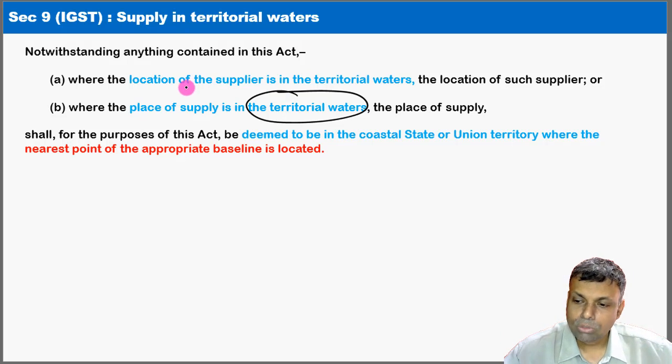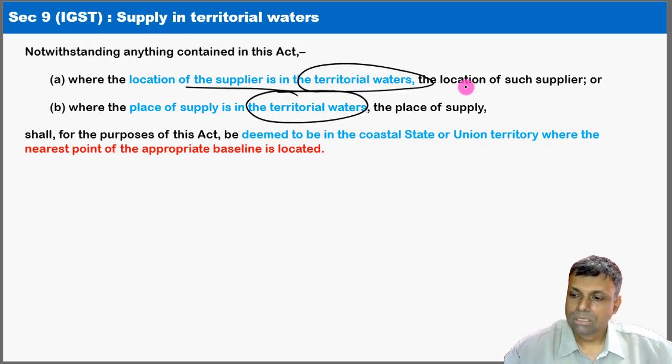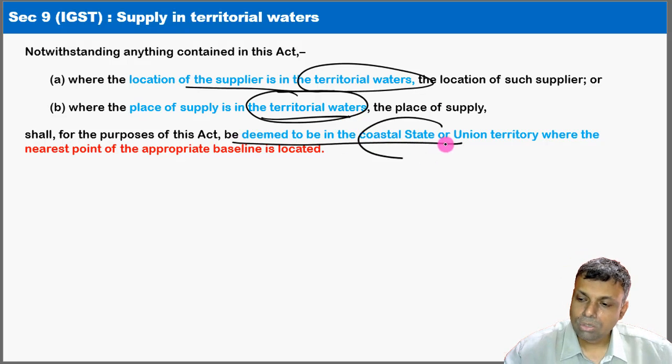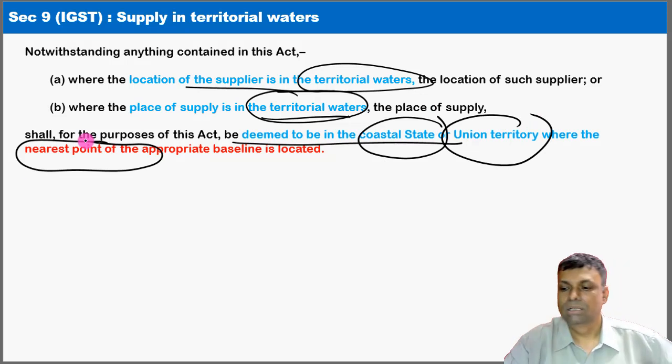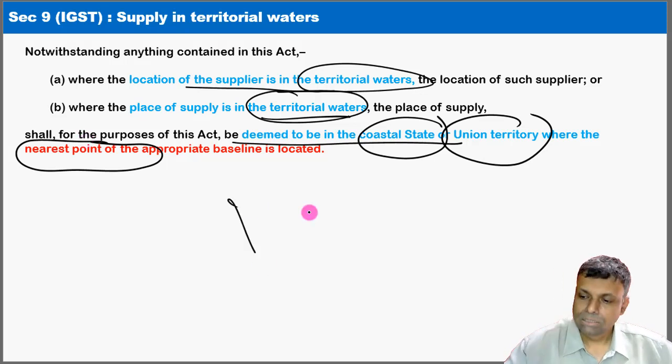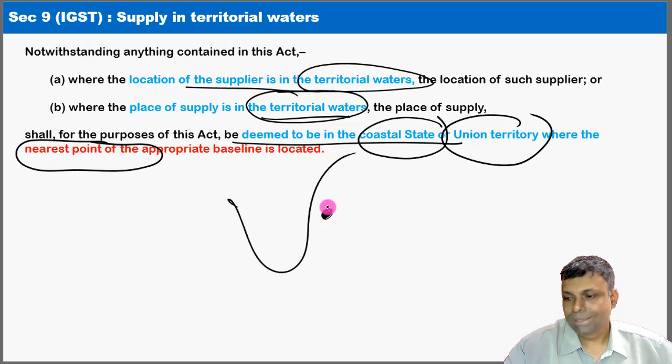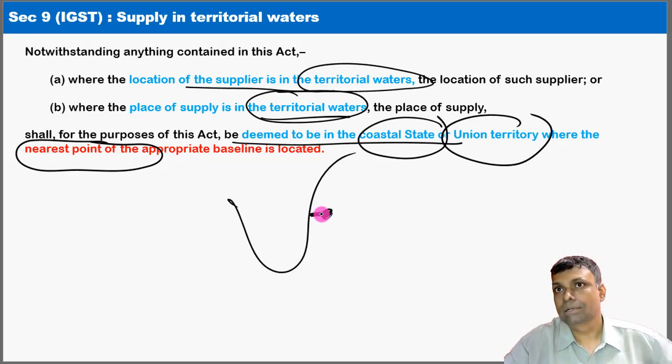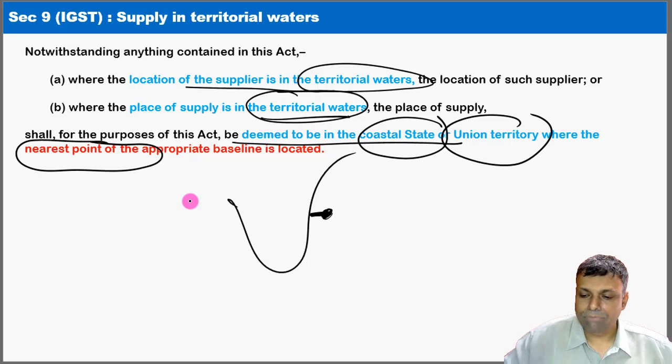So, where the location of the supplier is in the territorial waters, or where the place of supply is in the territorial waters, it shall be deemed to be the coastal state or the union territory, as the case may be, nearest to the appropriate baseline. Supposing this is your country and you are making a supply here, the state which is nearest to that particular baseline has to be considered as the place of supply. This is a separate clarification on the interstate, intrastate provisions of the law.